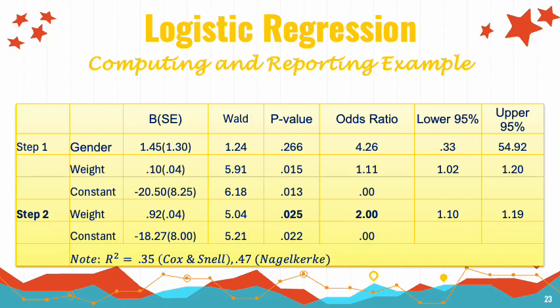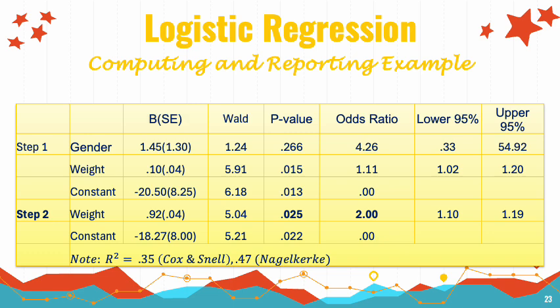Let's look back at our example for logistic regression and go through these steps. We computed a Cox and Snell R-square and Nagelkerke R-square for both gender and weight. So we already have an indication that weight is a much better predictor than gender. Note we included our R-square for weight below step 2 because we will end up getting rid of gender as a predictor. We will check our assumptions.